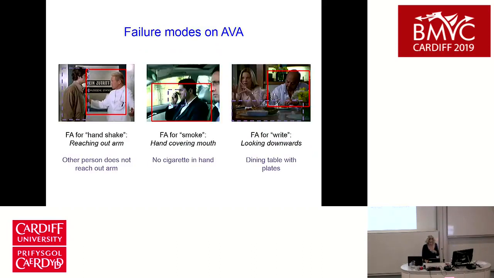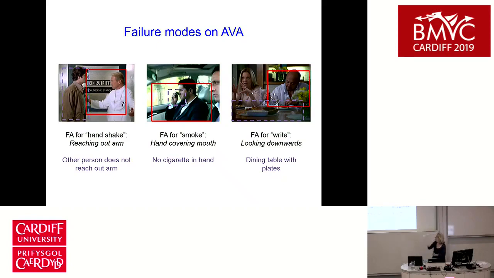So the first thing we have looked at is, can we actually model how the human is interacting with the environment? So here, for example, we see a false answer for handshake. It looks like the guy is shaking the hand of the other person, but in reality, he's reaching out the arm. And to find this, you would need to look at the second person, not just concentrate your attention on one box, right? So now we're just classifying this one box.